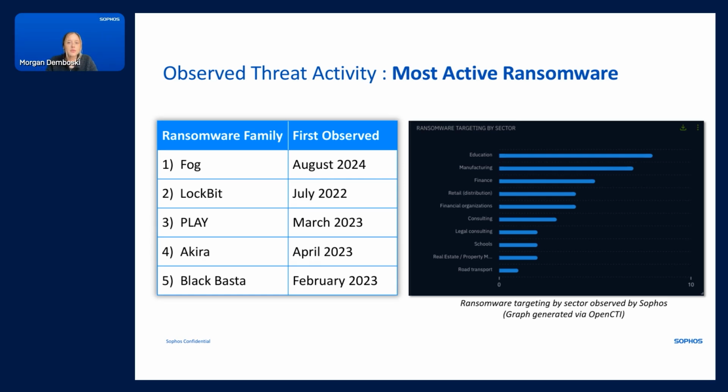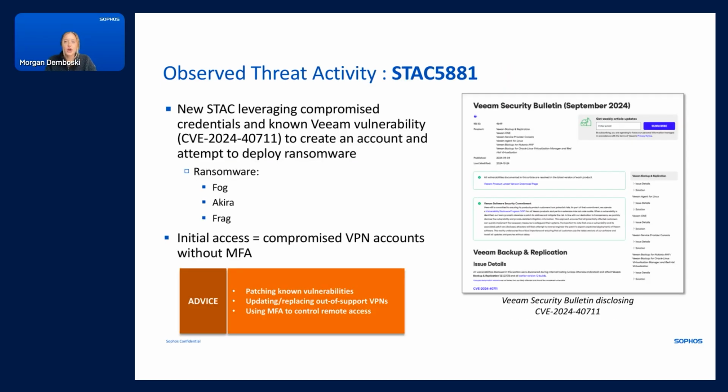All right, going into some specific case studies here. In October, Sophos MDR uncovered a new security threat activity cluster, or STAC, which we call STAC 5881, that has been seen leveraging compromised credentials and a known Veeam vulnerability in attempted ransomware attacks. In each of the observed cases in this STAC, initial access was gained using compromised VPN gateways without multi-factor authentication enabled. Some of these VPNs were running completely unsupported software versions.